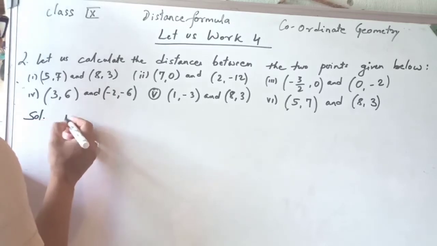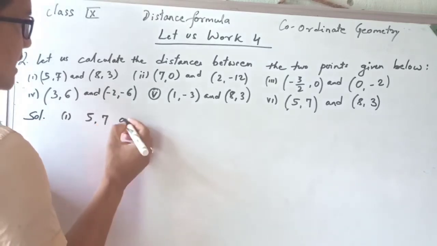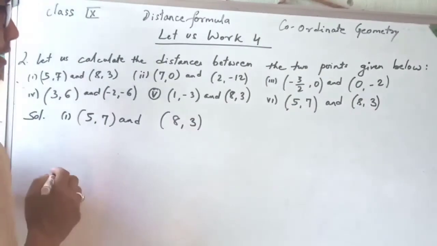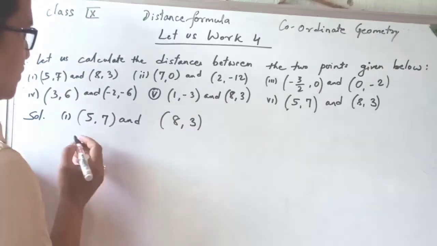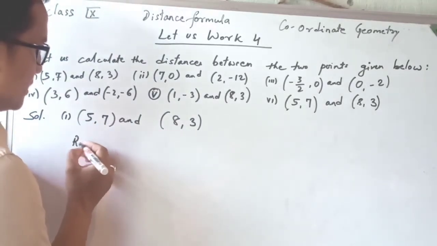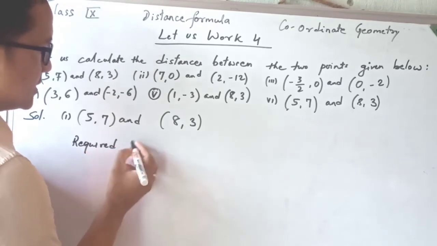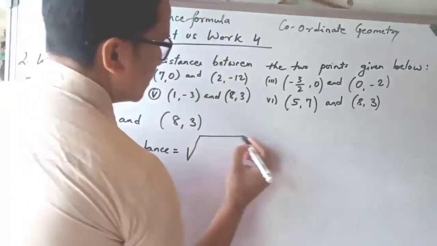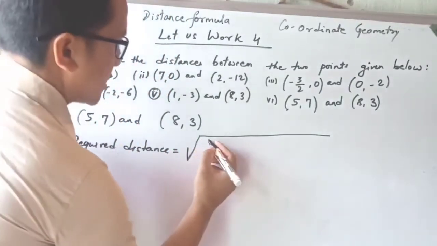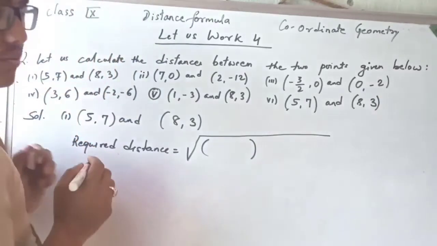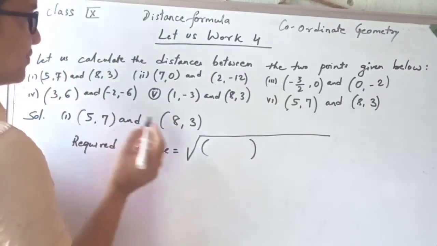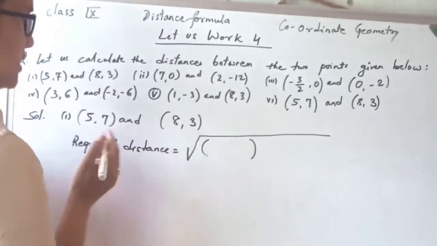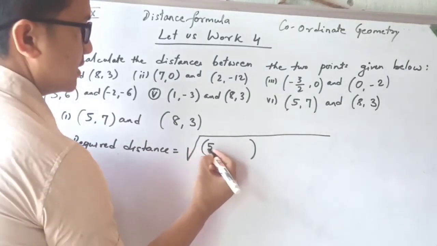Now we are going to do the solution. First question is (5,7) and (8,3). To find the distance between these 2 points, we require the distance equals the square root, and inside the square root we have to subtract the two numbers, that is 5 and 8. First number of this and first number of this. Your first number is 5 and your other first number is 8.